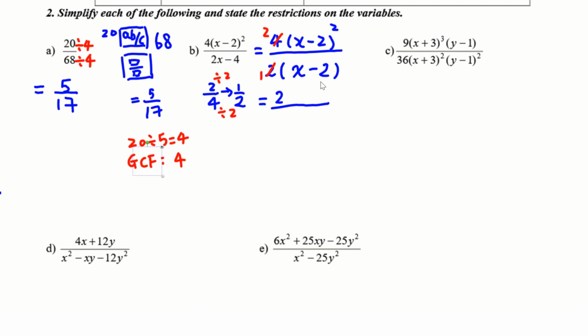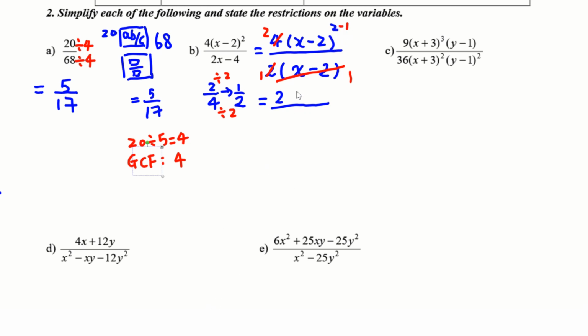Then for the x minus 2 bracket, they are the same, so we could cancel the whole bracket out. So x minus 2 divided by x minus 2 is 1. This x minus 2 squared divided by x minus 2 is just degree 2 take away 1, which is x minus 2.